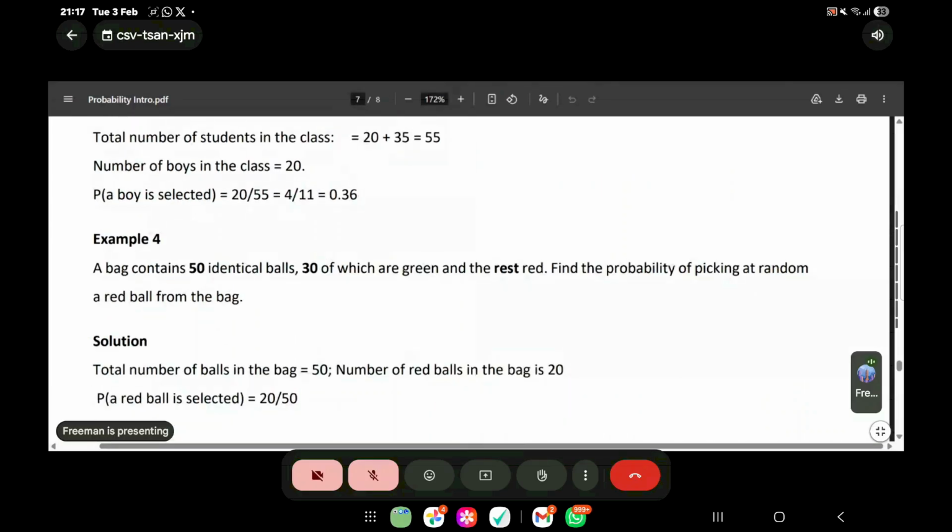A bag contains 50 identical balls. 30 of the balls are green and the rest are red. Find the probability of picking at random a red ball from the bag. So the question is, how many red balls are there? How many balls are there in all? So total number of balls in the bag is 50. Number of red in the bag is what? 20. So the probability is what? 20 out of 50, and that gives you 2/5.